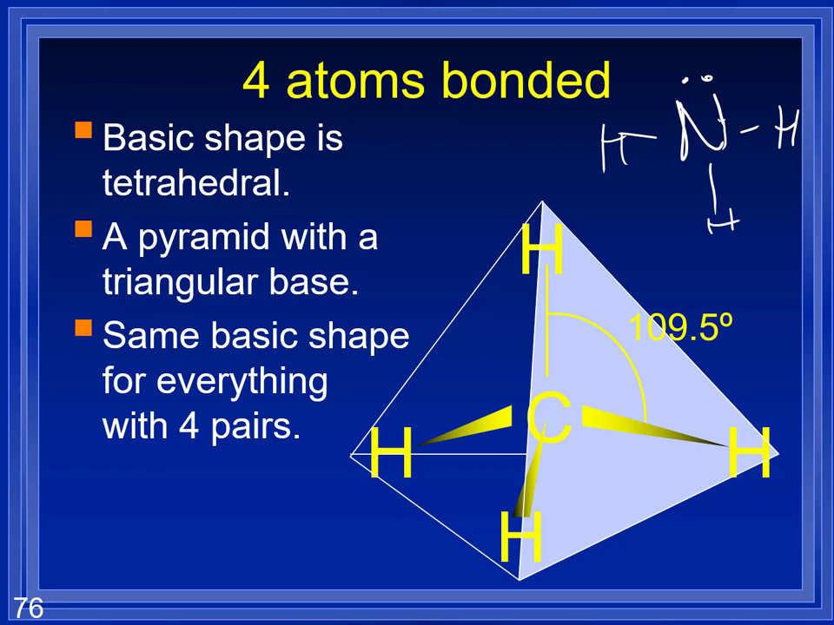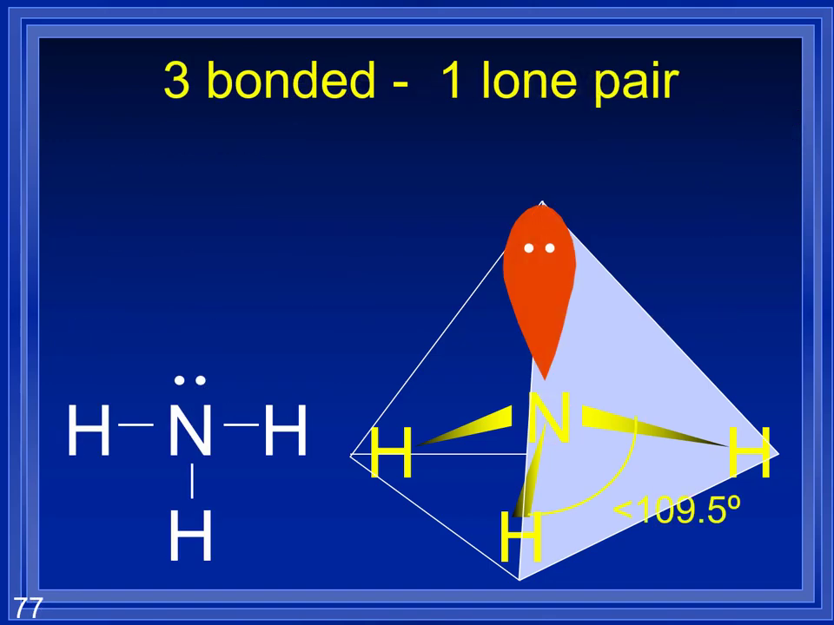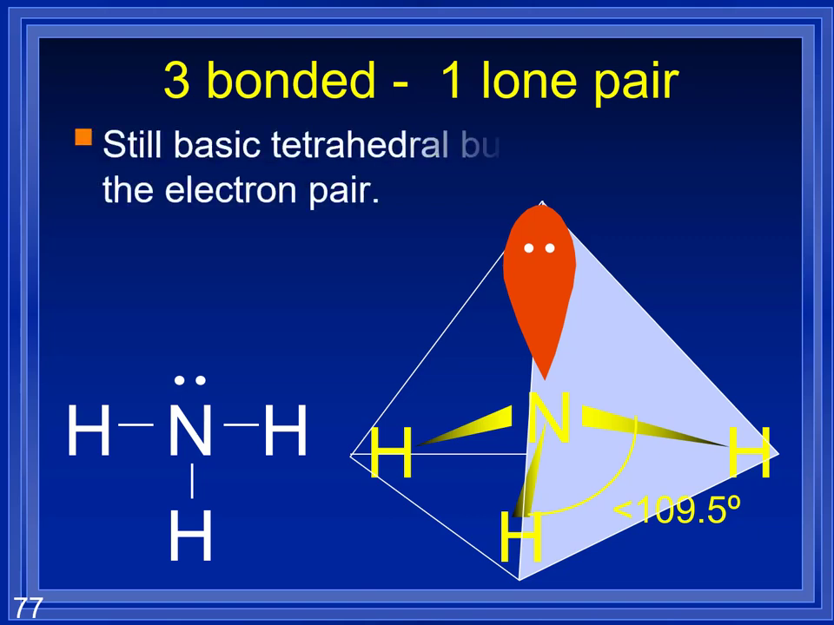Can everybody see that there are still 4 pairs of electrons around nitrogen? Okay? So there's still 4 pairs around nitrogen, so it's still going to be 109.5. It's just that instead of an atom, you got a lone pair. So we still have that same basic tetrahedral shape.